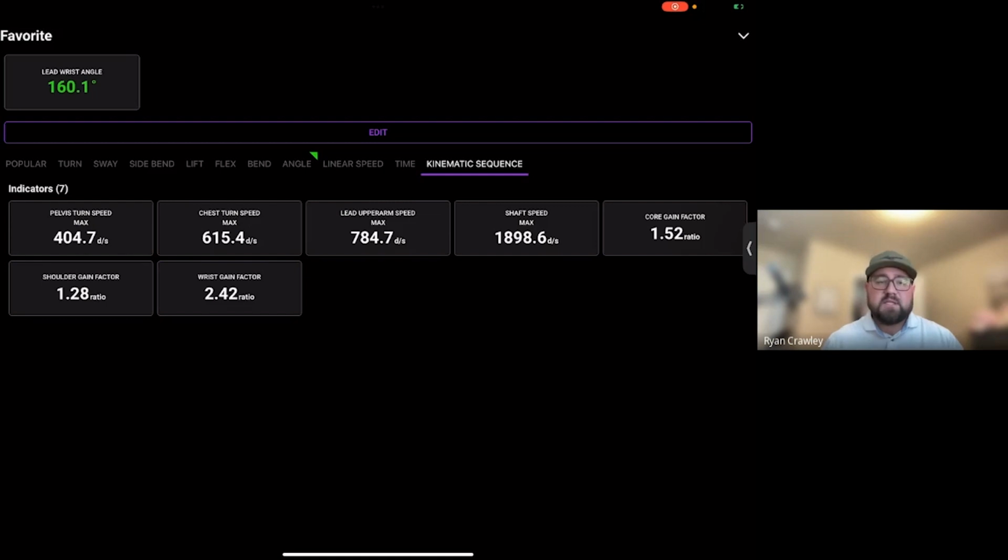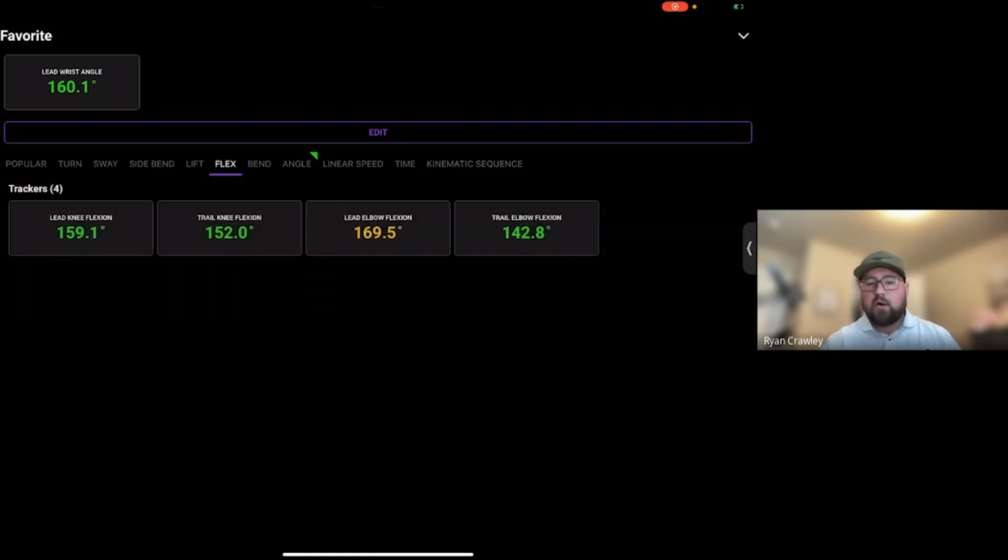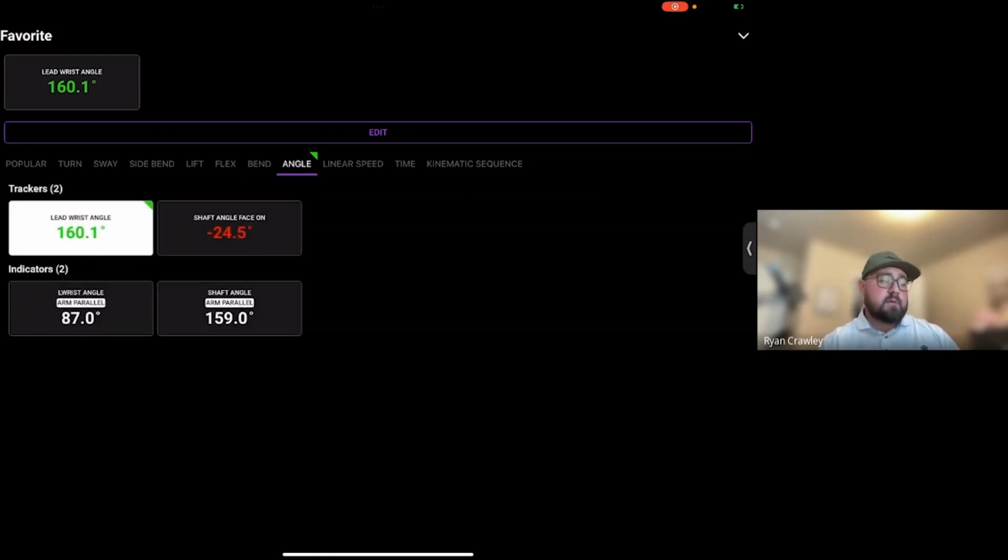So I always suggest using the flex, being able to see elbow flexion, how much the elbows are bending, and also looking at that lead wrist angle. If somebody is hinging the golf club or casting the club, you can show that really easily through the app. So those are probably the most popular.